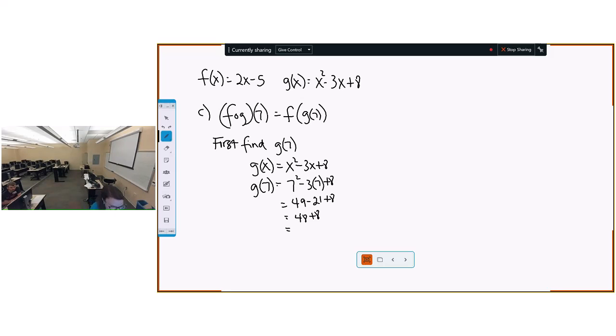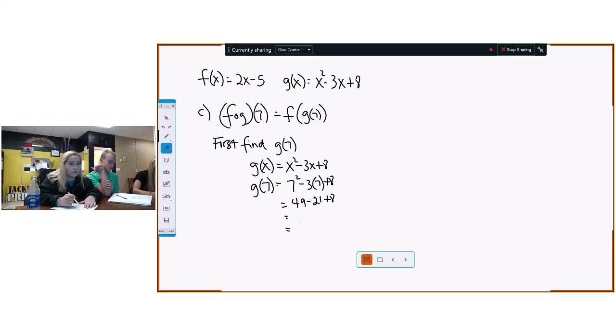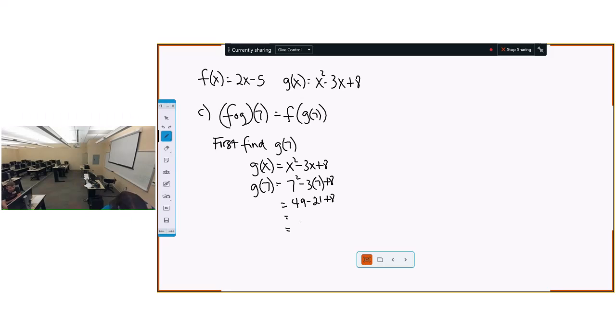What did I do? This is a minus 21. Oh, I did minus 1. Hang on. Okay, so that gives us 28 plus 8, which is 36. So g of 7 is 36.